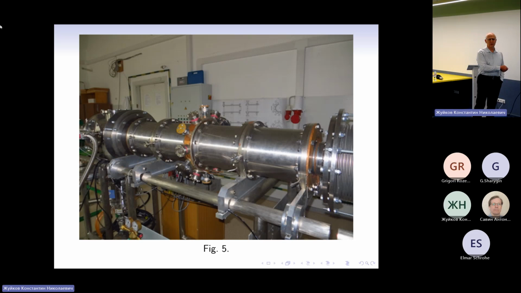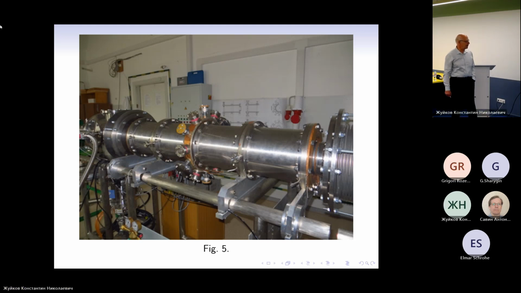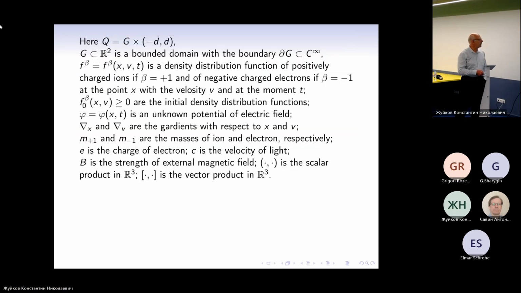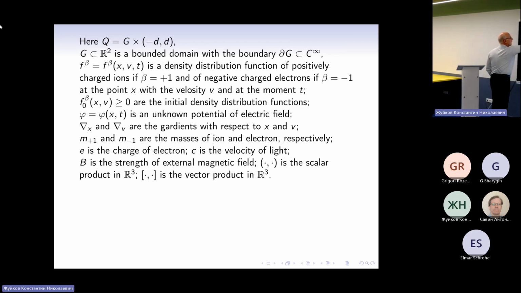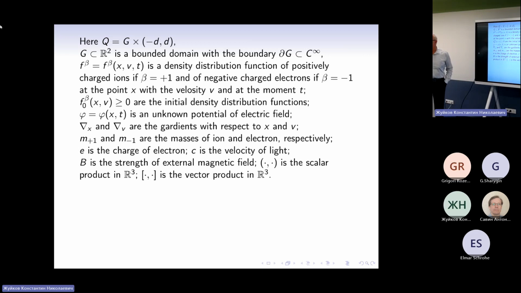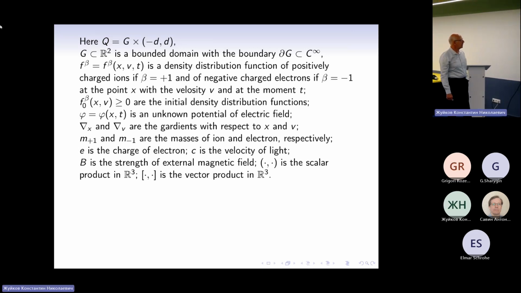And this is one of the first models. Nowadays it doesn't work, and of course it doesn't correspond to current standards; it is not possible to organize very complicated experiments, but this is one of the first such devices in the world. Here you can see our notation, which I explained before. The only thing I would like to mention is that our domain is a long cylinder, as in reality. G is a bounded domain with infinitely differentiable boundary, and D is sufficiently large.